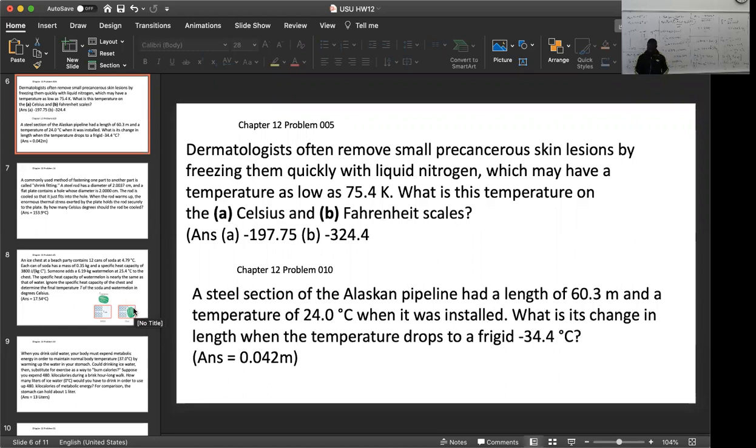The next problem, chapter 12, problem 10, says a steel section of the Alaskan pipeline had a length of 60.3 meters. So I'm going to write these numbers down. It's steel, and we know the alpha for steel is 12 times 10 to the power negative 6 per degree Celsius or per Kelvin. The initial length, L initial, is 60.3 meters, and the initial temperature, T initial, is 24 degrees Celsius. You're asked to find the change in length when the temperature drops to minus 34.4 degrees Celsius, T final. So we're asked to find L2 minus L1, the change in length.